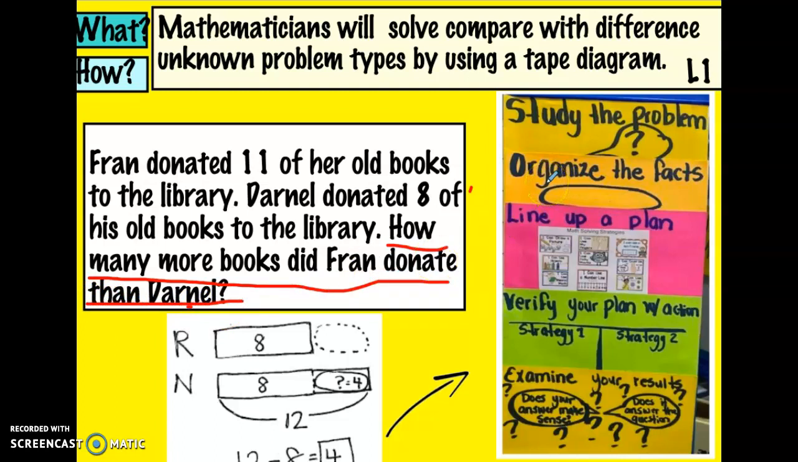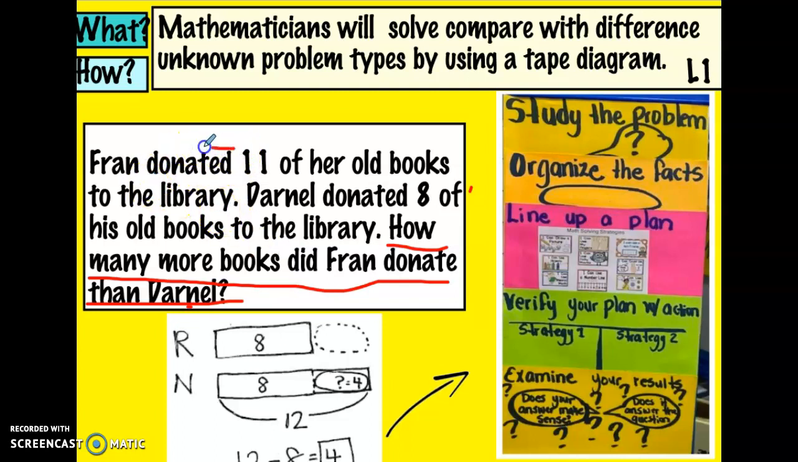Step 2, organize the facts. We're going to circle all important facts. Let's read again. Fran donated 11 of her old books to the library. Darnell donated 8 of his old books to the library. How many more books did Fran donate than Darnell? Can you turn and talk to someone at home? What important facts is this problem giving us?